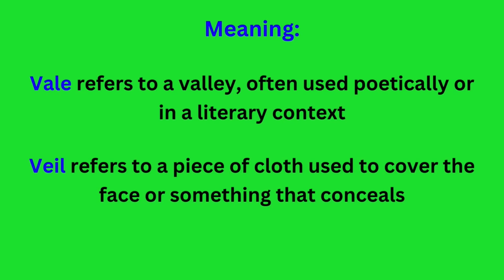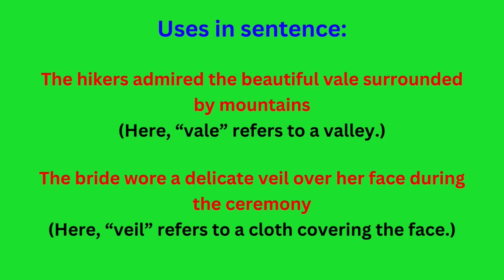Meaning, vale refers to a valley, often used poetically or in a literary context. Veil refers to a piece of cloth used to cover the face or something that conceals. In a sentence, the hikers admired the beautiful vale surrounded by mountains. Here, vale refers to a valley.